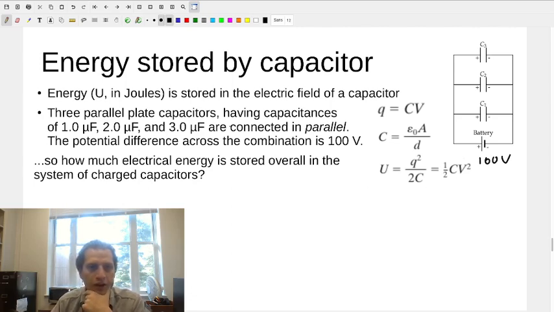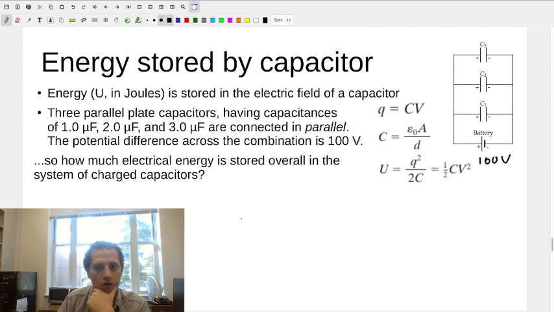Now, if we wanted to find out how much electrical energy is stored overall in the system of capacitors, I could take 1/2 times the 1 microfarad times 100 volts squared, and I could find the energy on the first one. Then I could do the same thing and find the energy on the second one, and then the energy on the third one. That would be fine, and then you could add the three energies up to get your overall energy.